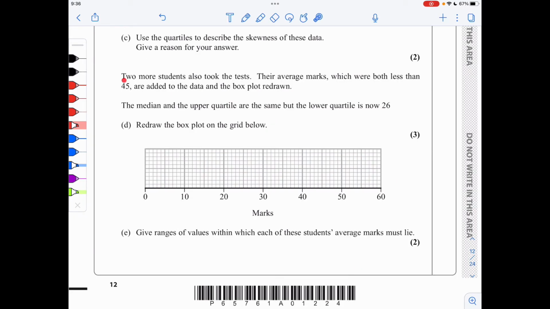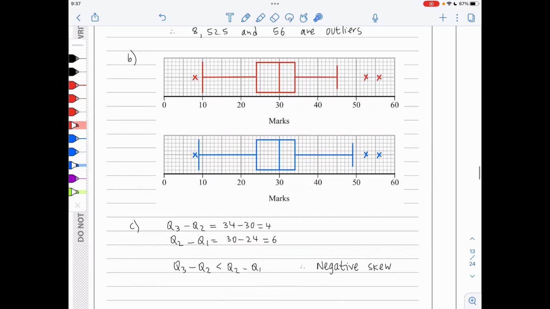We are then told that 2 more students also took the tests. Their average marks were both less than 45, and they are added to the data, and the box plot is redrawn. The median and the upper quartile are the same, but the lower quartile is now 26, and we need to redraw the box plot based on the 2 new marks which are added to the data. So I need to go through the process of recalculating the interquartile range and the limits for outliers. So we will start by doing that.